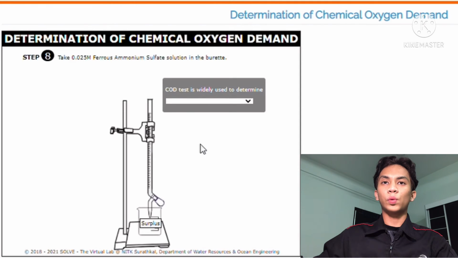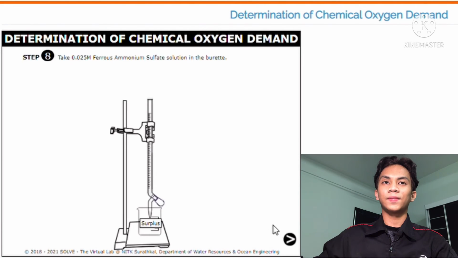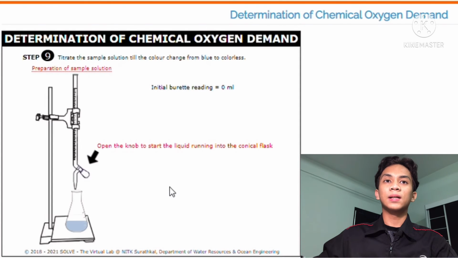COD test is widely used to determine all of the above. Next, step 9. Titrate the sample solution till the color changes from blue to colorless.